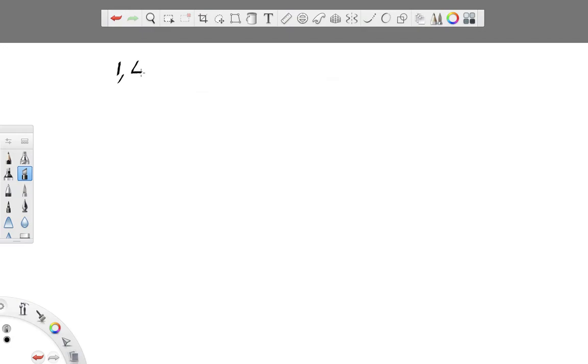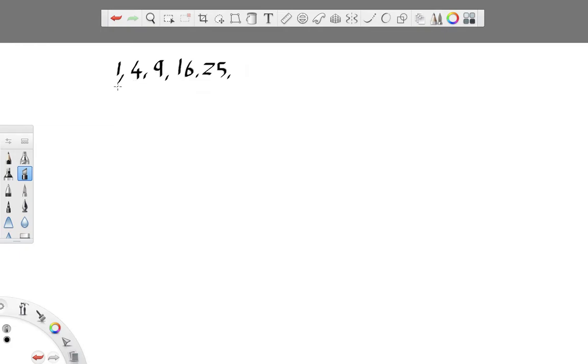So 1, 4, 9, 16, 25. This should look really familiar, and it is of course just the square numbers. So 1 squared is 1, 2 squared is 4, 3 squared is 9, and obviously so on. So what is the difference between a linear and a quadratic sequence?